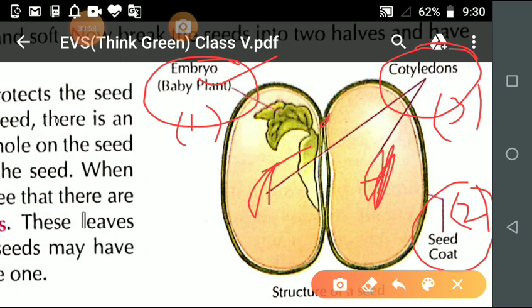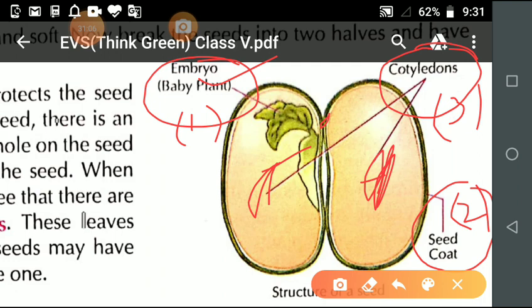And these cotyledons are the food for the embryo, because at this time the first part which comes from the seed is the radicle, you can say root. And when the root is not in touch with the soil, from where does the baby plant get water and minerals? It needs some energy for its growth. That is this cotyledon. This is the food for the embryo. Is it clear?